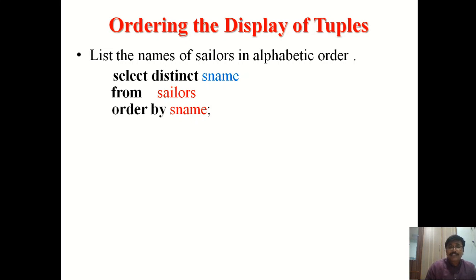By default, the order by is ascending order. If you are not representing any keyword, it displays the names in ascending order like A, B, C, D, like this.